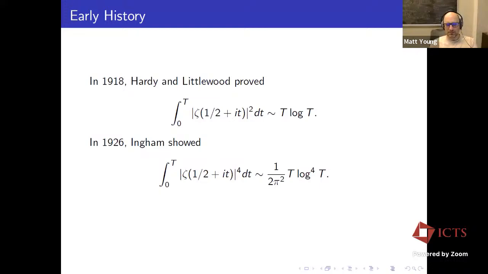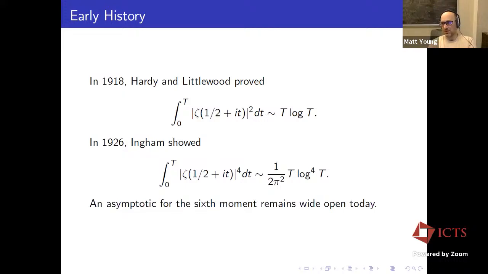So in 1918, Hardy and Littlewood proved an asymptotic formula for the second moment, showing that it's size t log t. And then in 1926, Ingham showed an asymptotic for the fourth moment, which grows like t log t to the fourth. And the sixth moment is still wide open. That would be a sensation if anyone could get an asymptotic or even a good upper bound on the sixth moment. This is almost 100 years from Ingham's fourth moment, and we're stuck on 6. We've been stuck for a very long time.